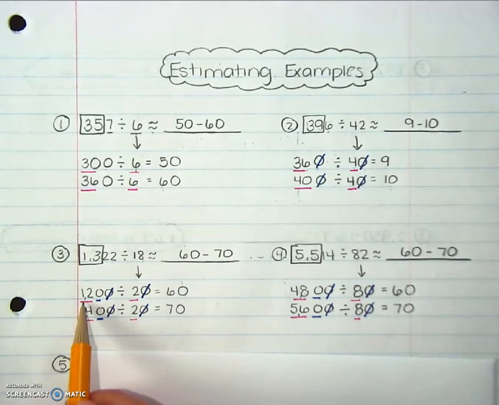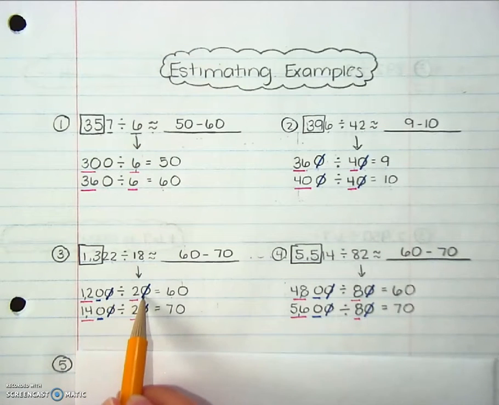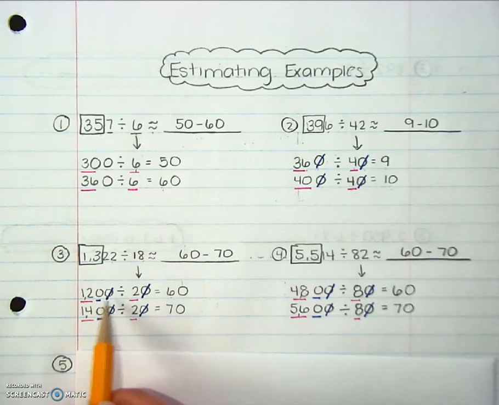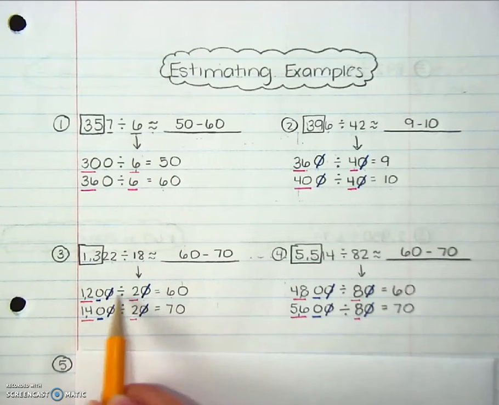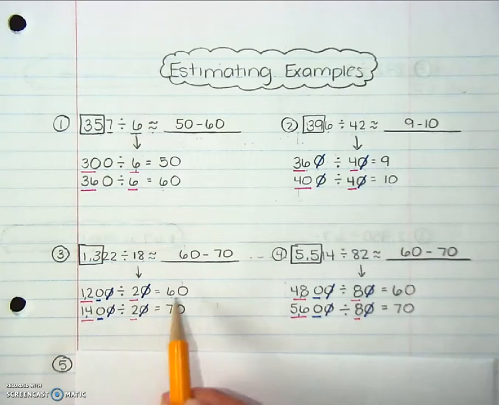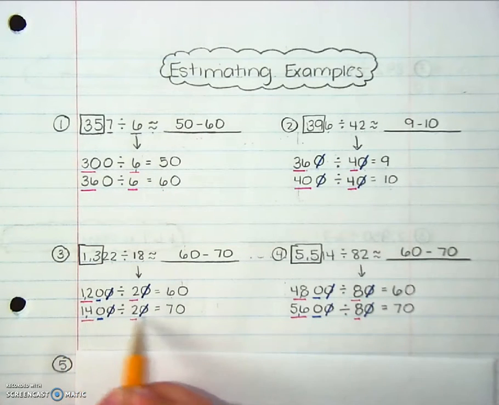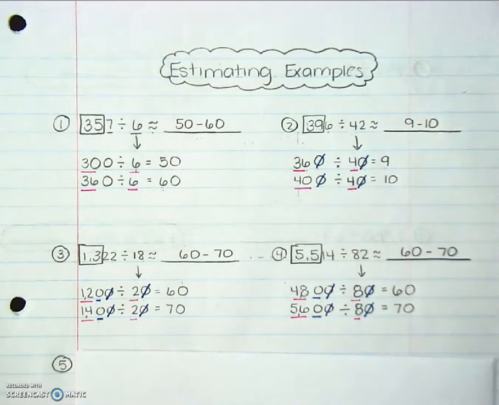I looked for a basic fact, 12 divided by 2, which was 6. I looked for any zeros I could buddy up. This time I had 2 in my dividend, but only 1 in my divisor. So I buddied up 1 0 in each of those numbers, and then with the 1 0 I had left, that told me that my range wasn't just 6, but 60. Same thing in the second estimate. I buddied up 1 0 here, which meant I had 1 left, so that told me it was 70.